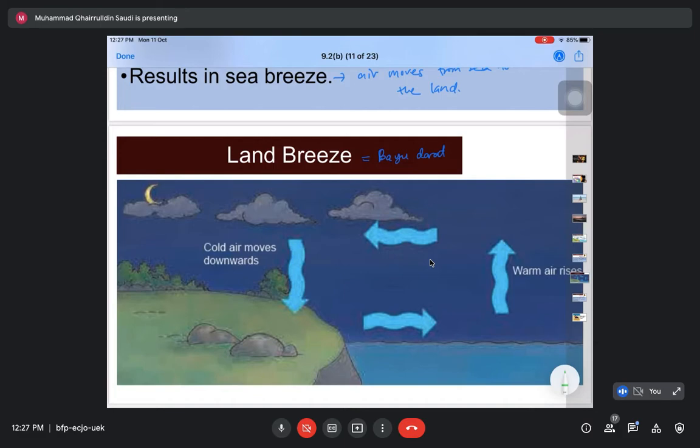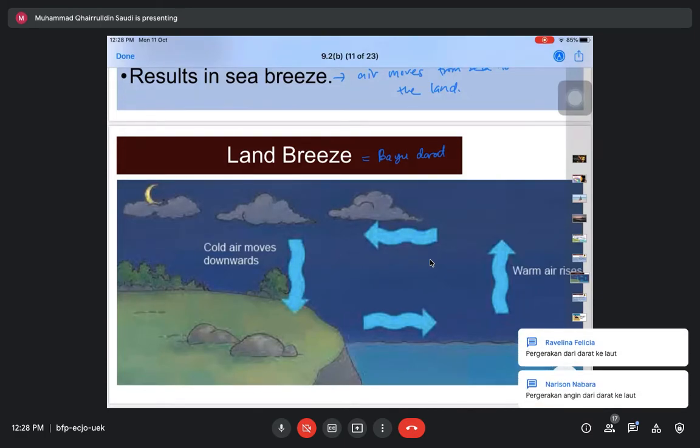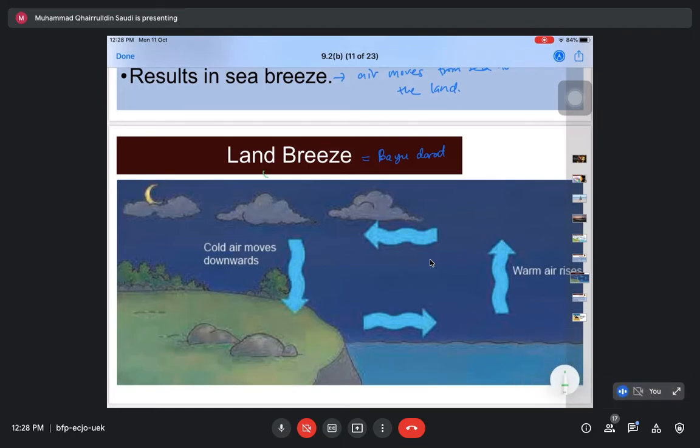Kalau tadi maksud bayu laut is the air move from the sea to the land. Kalau bayu darat maksudnya, pergerakan angin dari darat ke laut. Movement of air from land to the sea. Okay, dia terbalik. So, waktu malam, the air akan bergerak daripada darat kepada laut.